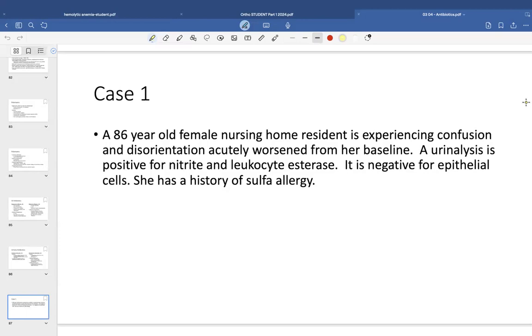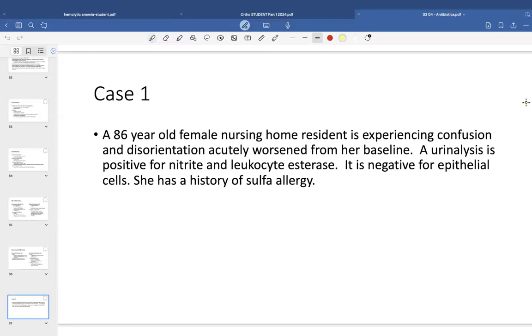Anyway, it's positive for nitrite and leukocyte esterase. Those are both suggestive of bacteria in the urinary tract. It's negative for epithelial cells, which is also actually a positive finding for the UTI, right? Epithelial cells usually suggest skin contamination. And she has a history of sulfa allergy. So that's the case.